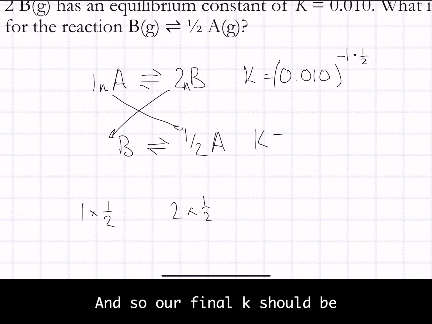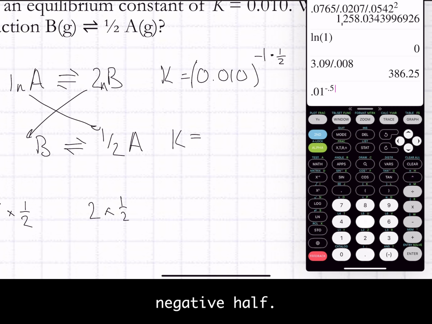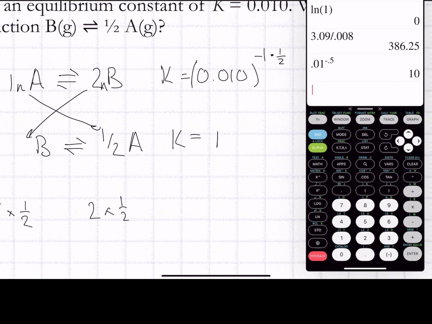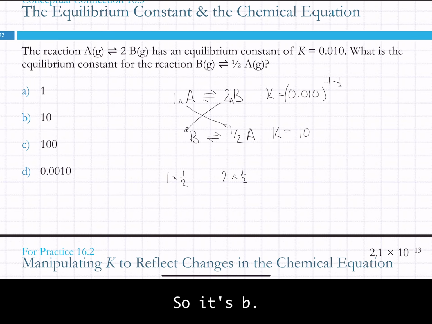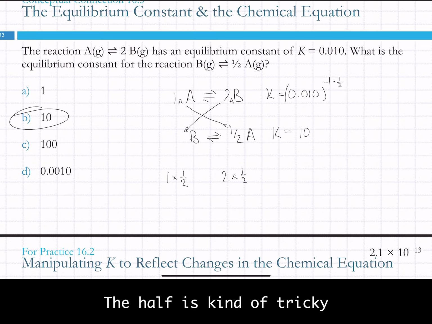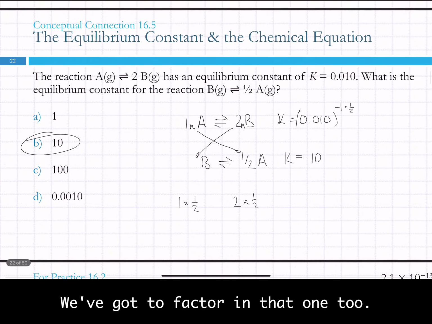And so our final K should be 0.01 raised to the -1/2. So it's B. The half is kind of tricky. I think there's another one. Yeah, we've got to factor in that one too.